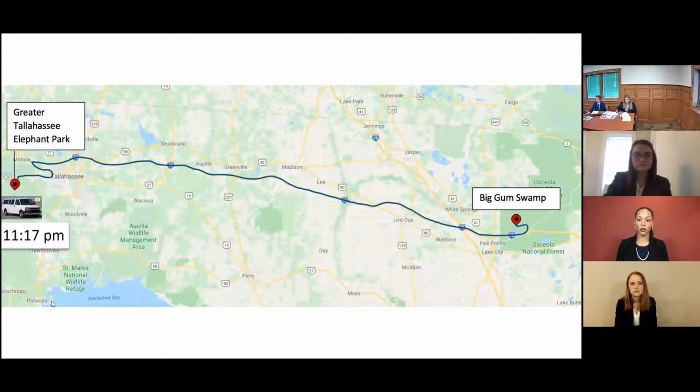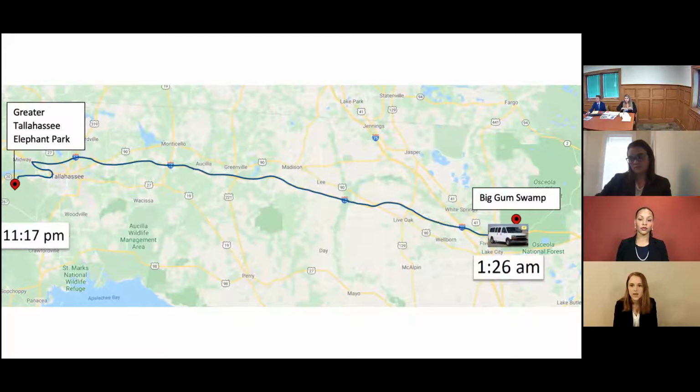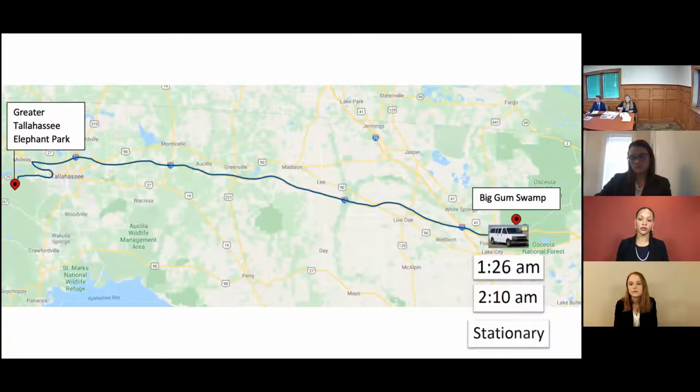Then where does it go? According to the GPS, they left the park at that time and were in motion until 1:26 a.m., where they ended up at Big Gum Swamp. Did you ask the defendant about this van? I did. The defendant told us that it was kept around the park and regularly used for activity for the elephants.